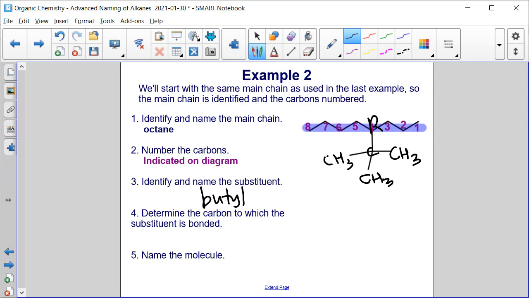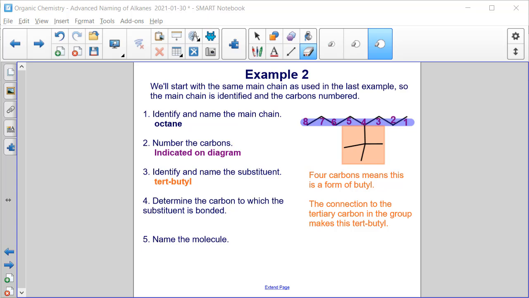But now we have to determine what form this butyl takes, and that depends on what kind of carbon this is. So this carbon is bonded to 1, 2, 3 other carbons, which makes it a tertiary carbon. And so we call that tert butyl. Okay, so that's a tert butyl group. All right, so in orange is a summary of that. So 4 carbons means it's a form of butyl. The connection to the tertiary carbon in the group makes this tert butyl.